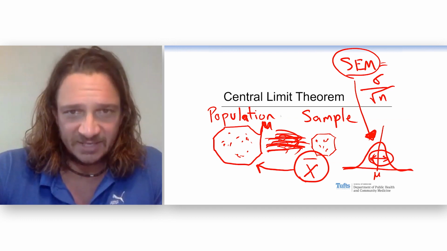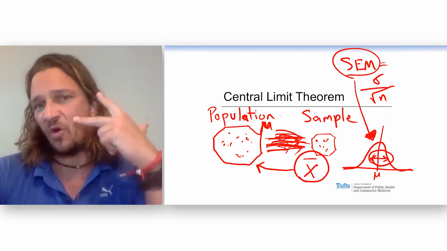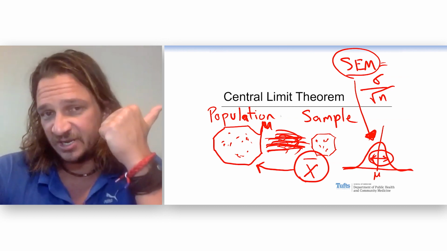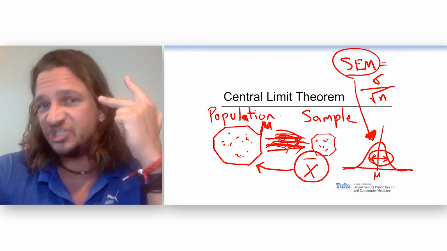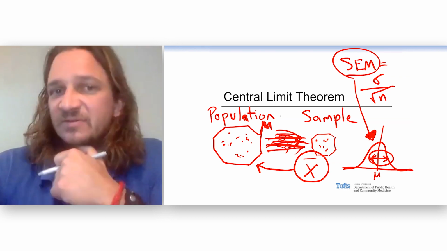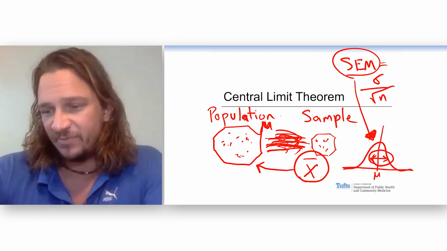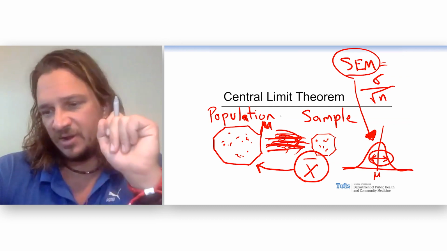And when we talk about distributions, we always talk about three things. Where's the central tendency, the middle? What's the spread? And remember, what's the shape? And in this video, I'm going to show you a little bit about the shape. And this is known as the central limit theorem.